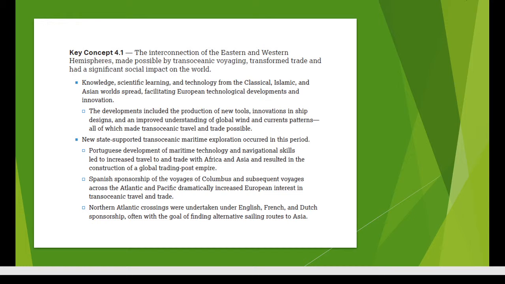So you'll notice that the first key concept there is talking about knowledge that is spreading from the Islamic and Asian worlds and facilitating European technology developments and innovation. Basically, the Europeans are learning about things that other people knew about a long time ago. They're learning about global wind patterns. They are learning about new tools, new technologies like the astrolabe and the compass. They are coming up with new ship designs, things like the caravel and the carrack. Later on, galleons.